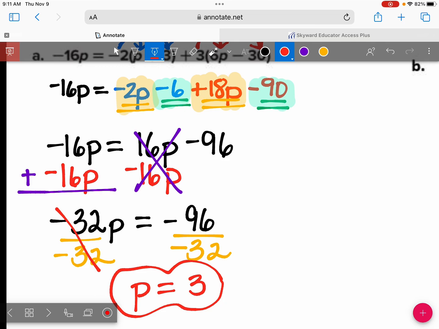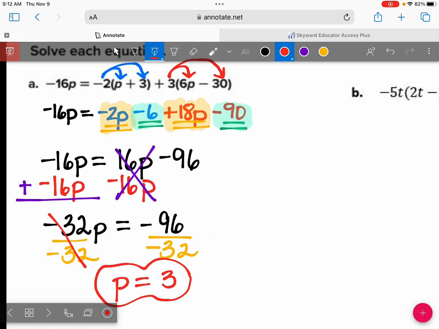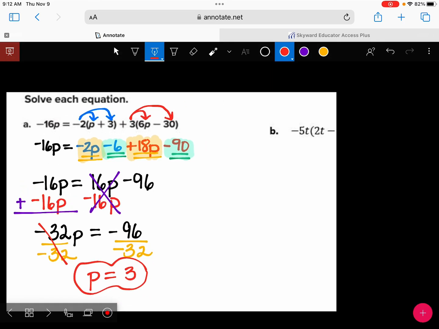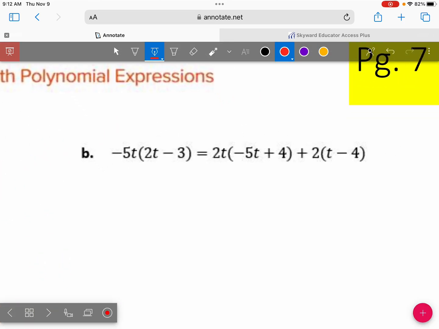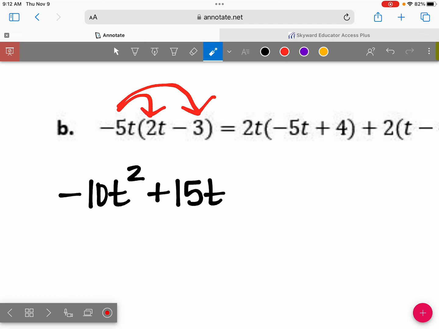All right, let's look at question B. Go ahead and start multiplying that negative 5t. So when we multiply the negative 5t times both, I get negative 10t squared plus 15t. So let's go back through that again. So I took negative 5t times 2t. So I multiplied my numbers and I added my exponents.